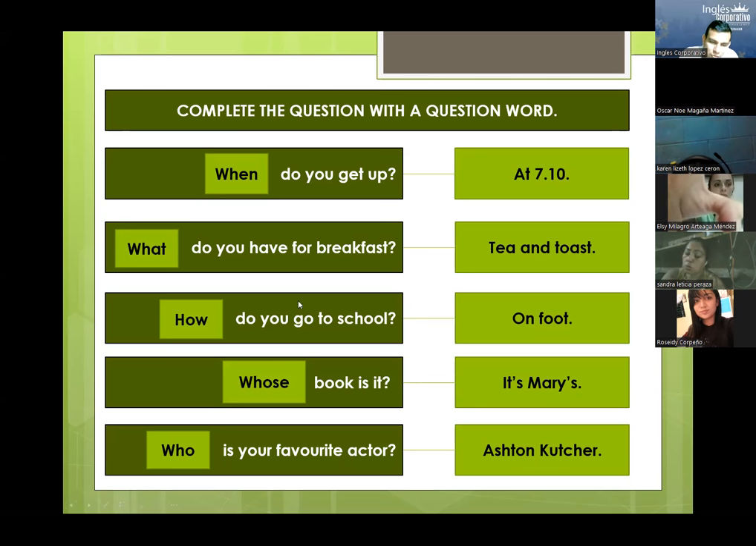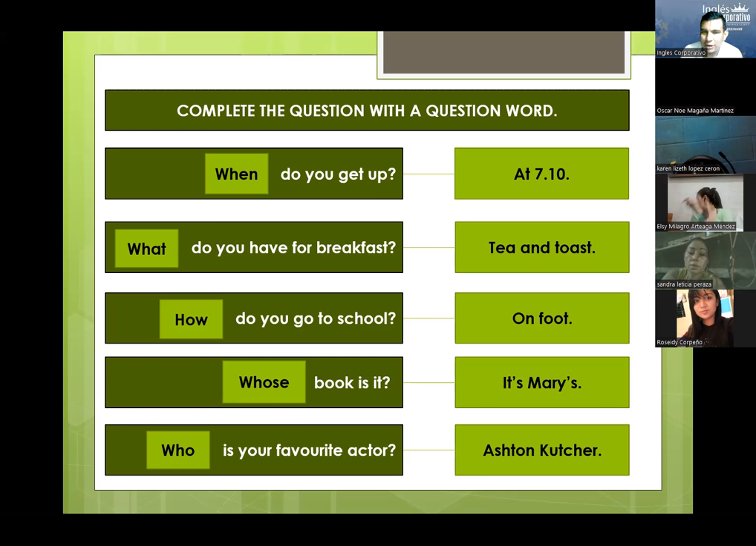¿De quién? Whose book is it? ¿De quién es este libro? Whose car is it? Whose t-shirt is it? Whose cell phone is it? Y tenemos la última. Who is your favorite actor? ¿Quién es tu actor favorito? La de arriba es whose y la otra es who, ¿verdad? Exacto, whose y who. Ok.